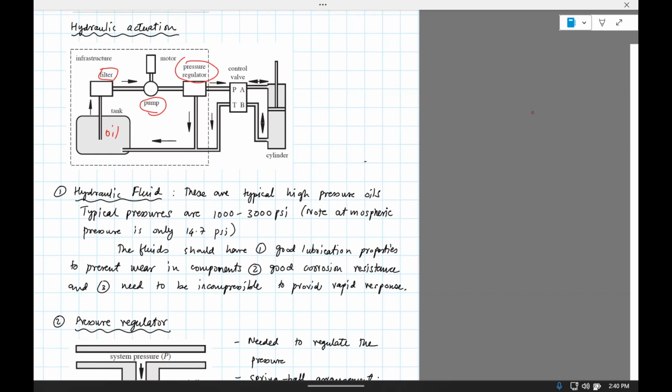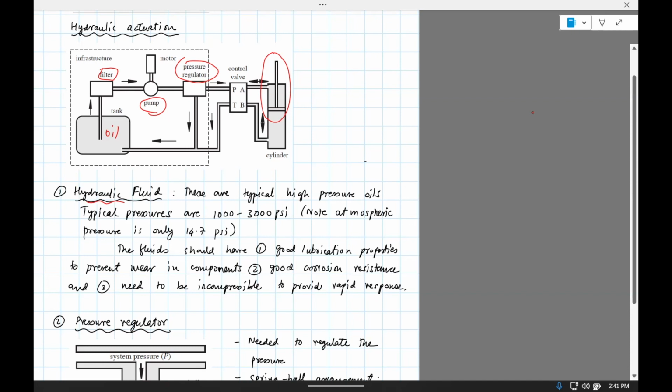And there's a valve. This is a very important component, and it basically controls how this piston, which is connected to your output shaft, will move. So these valves control how hydraulic fluid will flow through your cylinder. Okay, so let's get into the details.